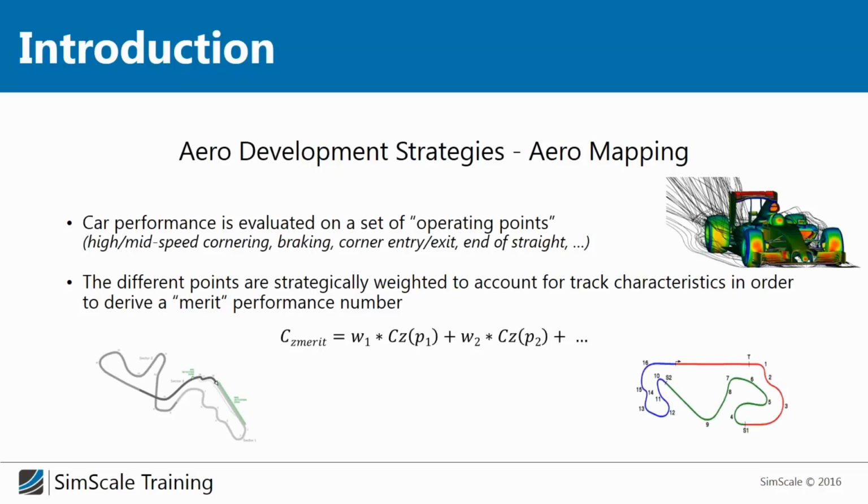And how should this formula look? Well, this is, I guess, the million-dollar question, and this is where all the know-how of the designers comes into play. And depending on if you're optimizing for a high-speed track or a low-speed track, I'm sure this CZ merit function will look very different. But at the end of the day, we are not optimizing for a single condition, because we are optimizing for a combination of a set of conditions, and that's really important to understand, I think.